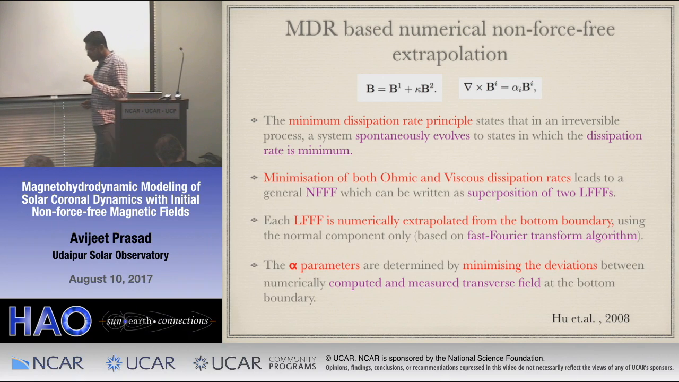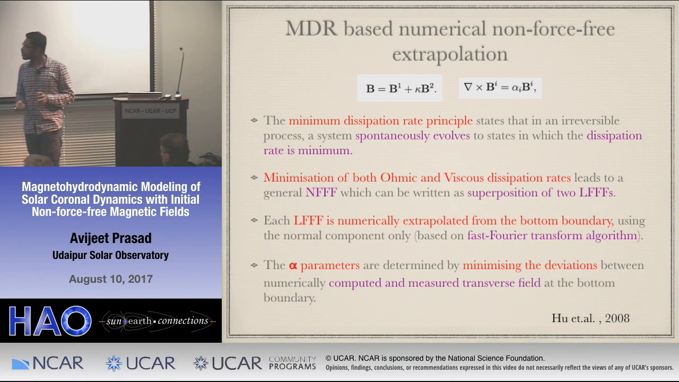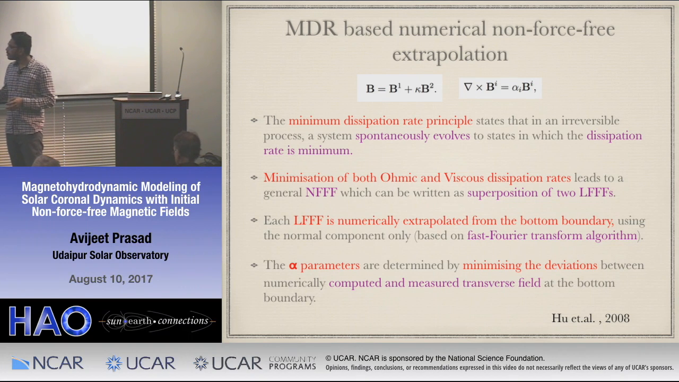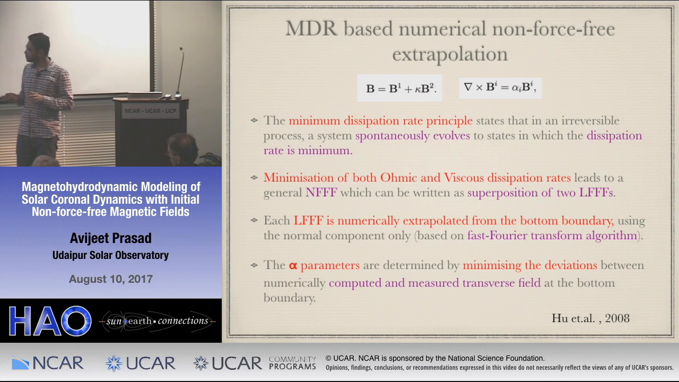In order to capture the small scale features in the magnetic field, this time we did a numerical non-force free extrapolation, which was again based on this minimum dissipation rate principle. To remind us, this principle says that the system will spontaneously evolve to a state which will minimize both the ohmic and viscous dissipation rate, and that will lead to a general non-force free solution, which is a superposition of two linearly force free fields.